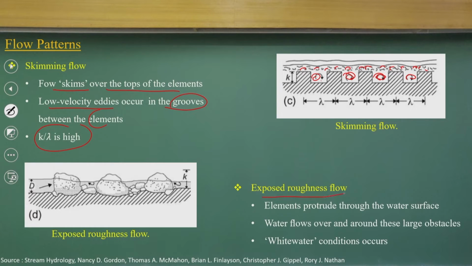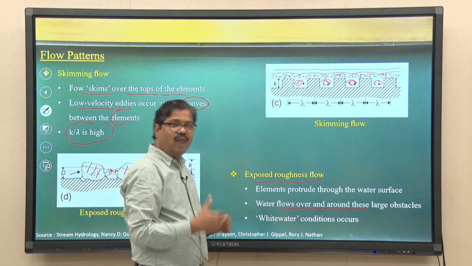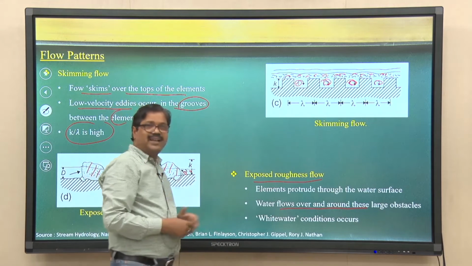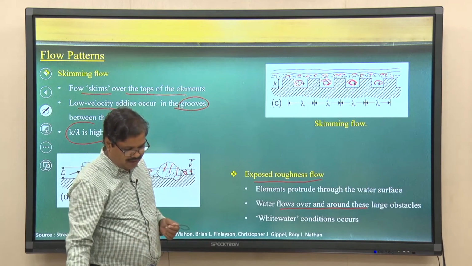Or you can have an exposed roughness flow, skimming flow. That is what happens in many smaller rivers. If you have big boulders during low flow, water can flow over and around these large obstacles, and it can be perturbed, with flow separations and eddy formations. We should understand how the roughness behavior arises, and how these aquatic habitats exist in river systems.